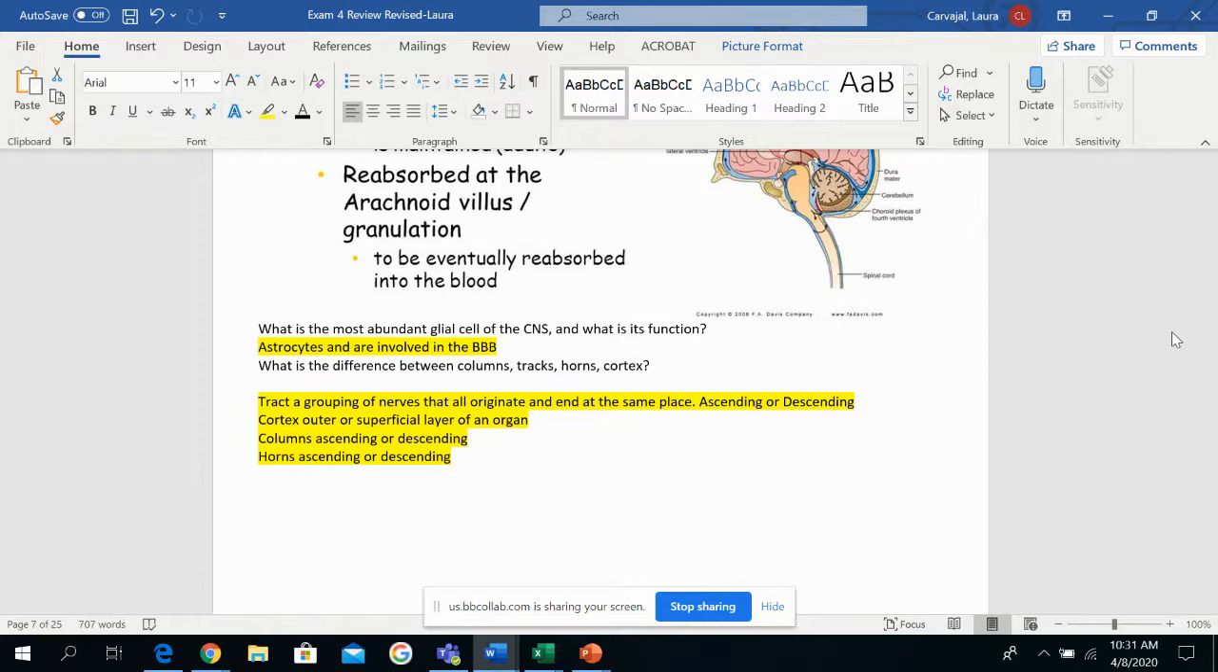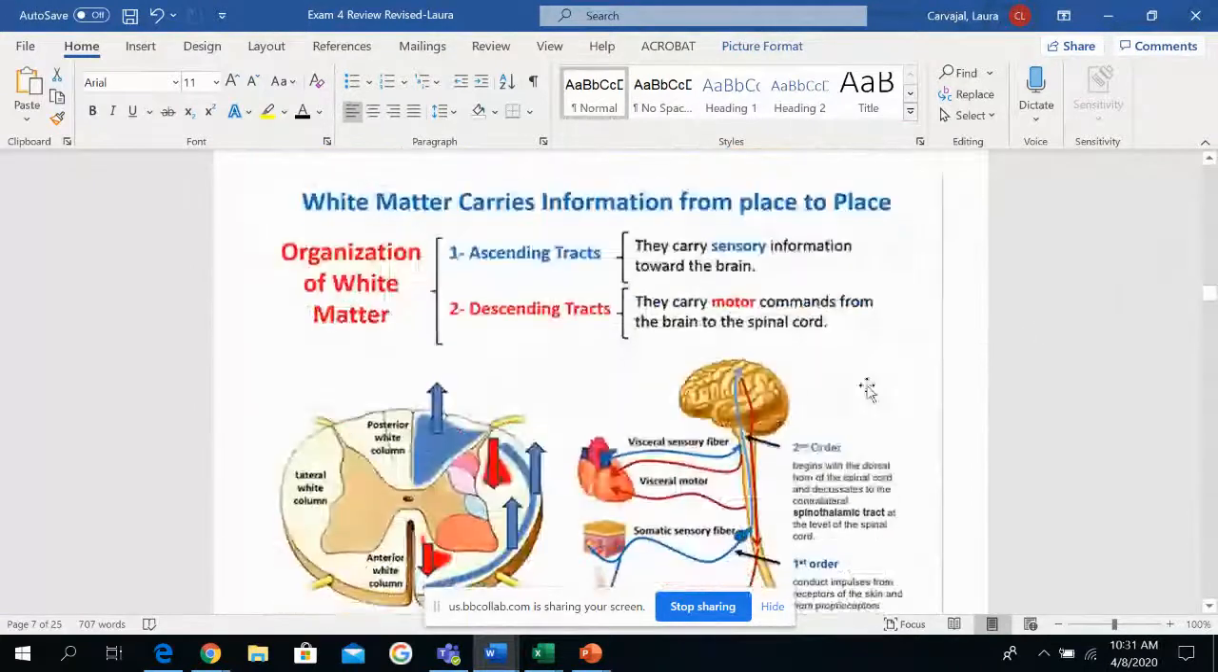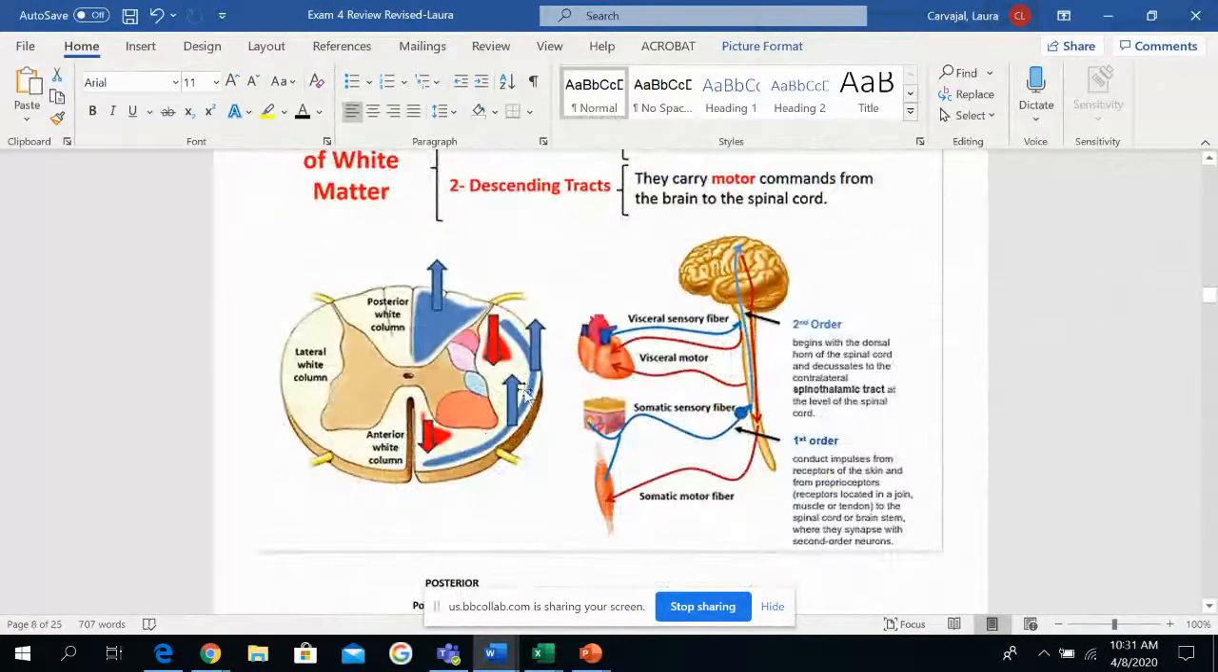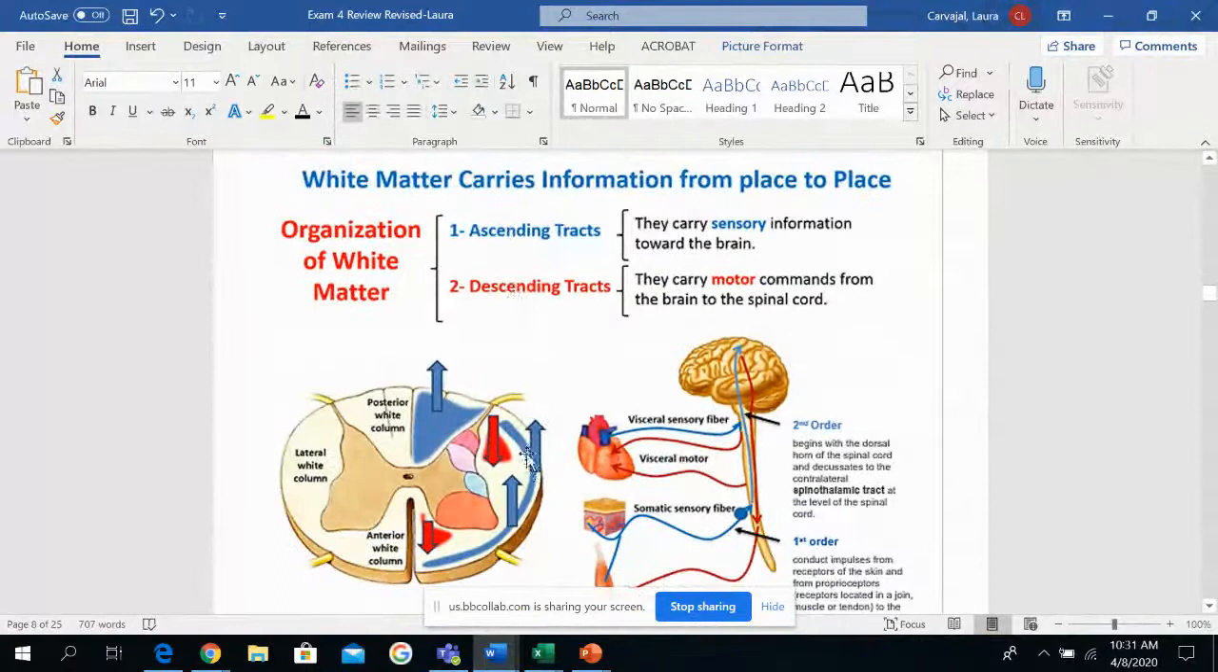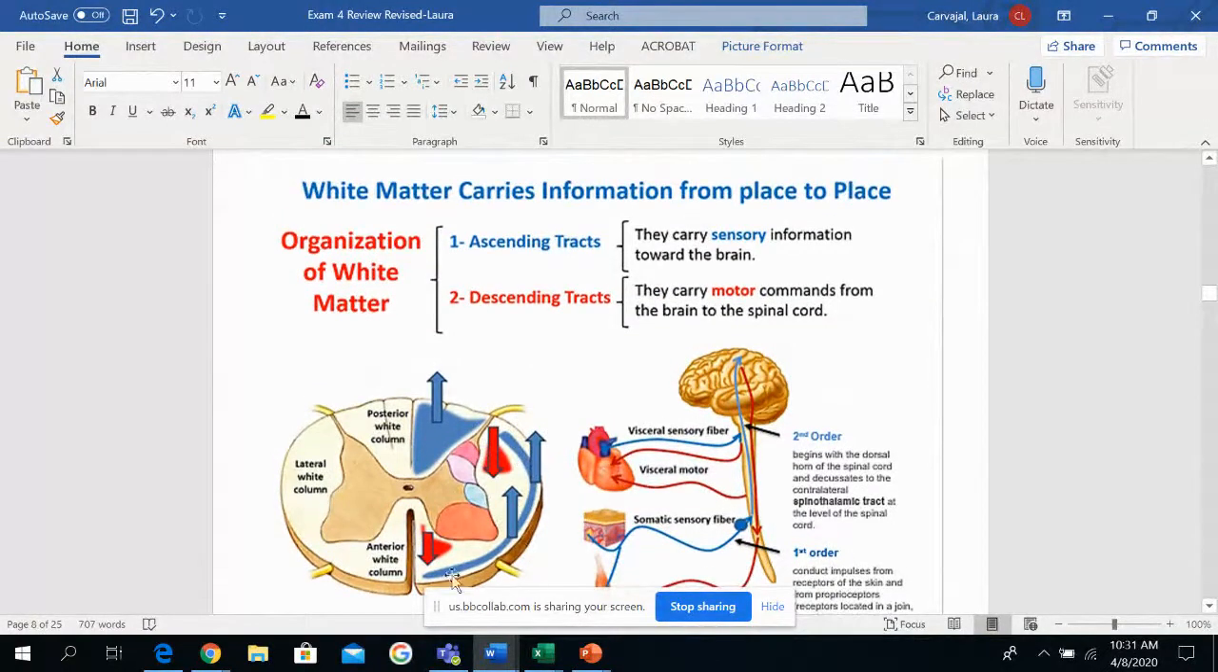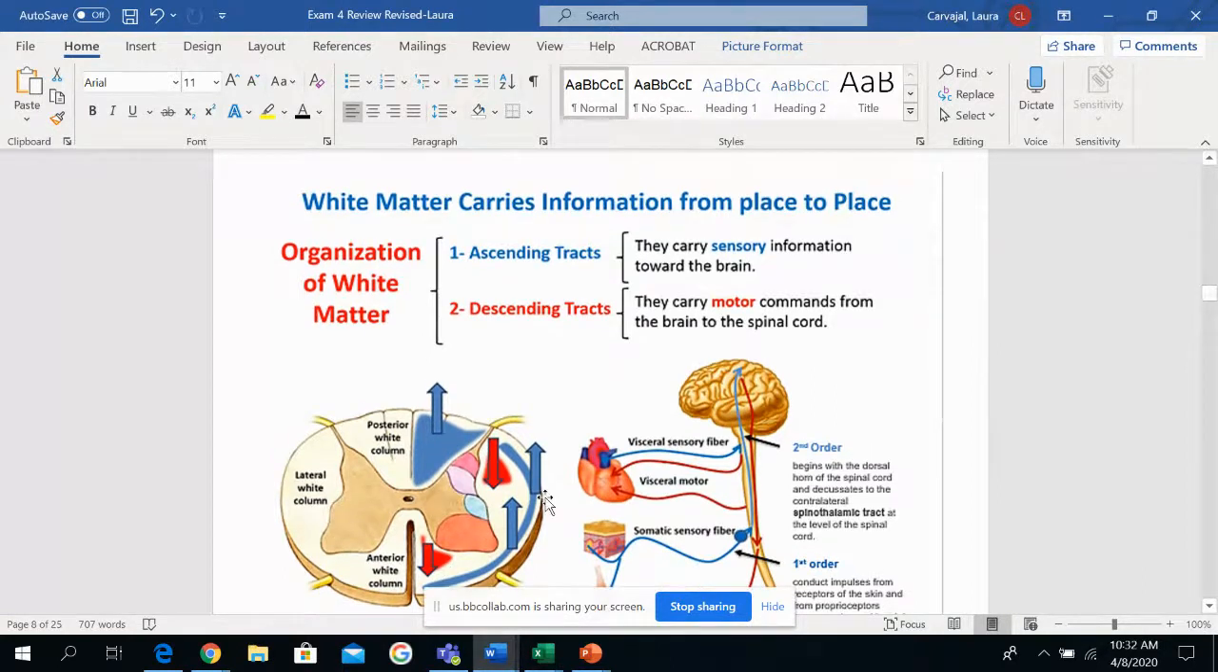A tract is a grouping of nerves that all originate and end at the same place. They can be ascending or descending. So here's a picture. These guys right here are blue, so they are ascending tracts, and they're just a grouping of nerves that all do the same function. These red guys right here are descending tracts, and they're also a grouping of nerves that do the same function. So that's what tracts are.